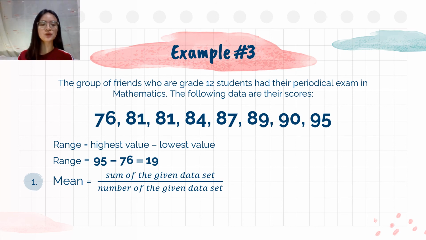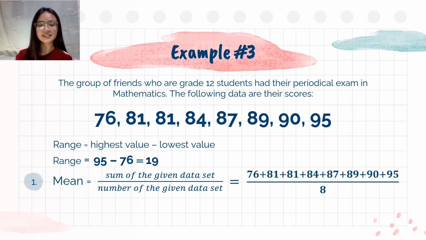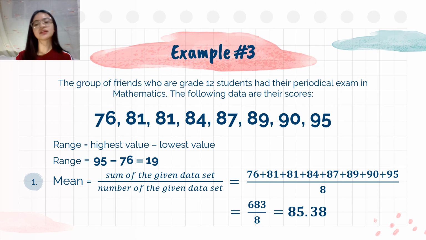Next step is to follow the procedure in getting the standard deviation. First is to get the mean. Mean is 76 plus 79 plus 81 plus 81 plus 84 plus 87 plus 89 plus 90 plus 95 over 8. Since 8 silang lahat, is equals to 683 over 8 is equals to 85.38. So, yung 85.38 natin is the mean.